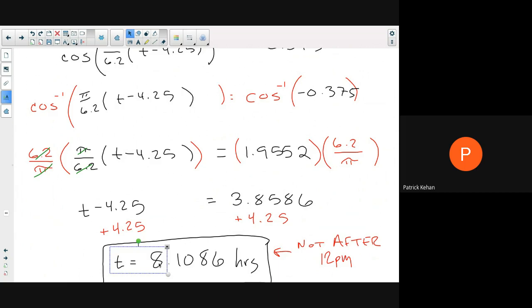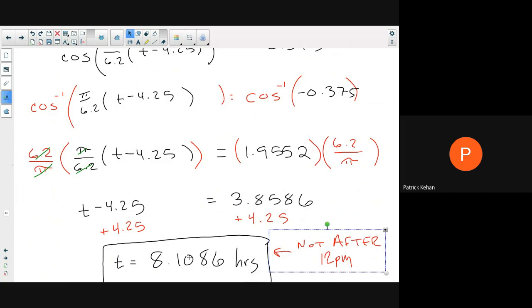However, the question was asking us to find a window of time after 12 p.m. 8 hours after midnight is 8 a.m. This is not after 12 p.m. So this does not help us, but we can use it to identify that value.